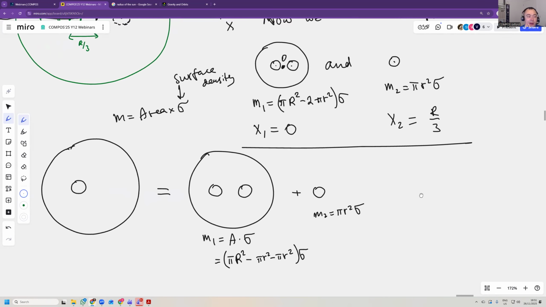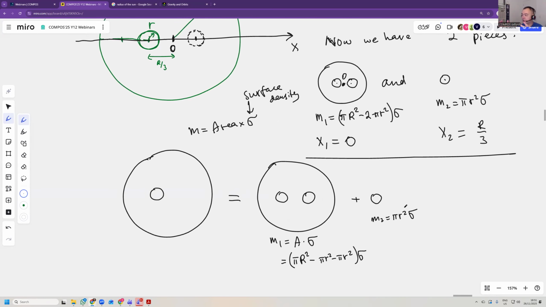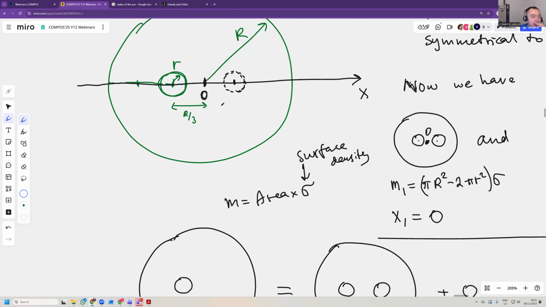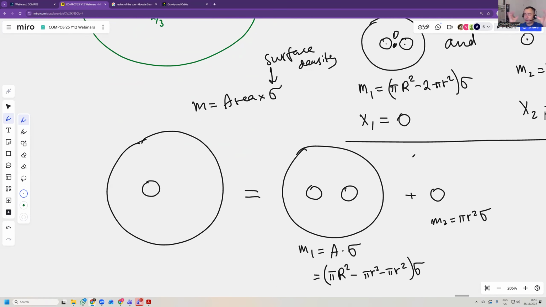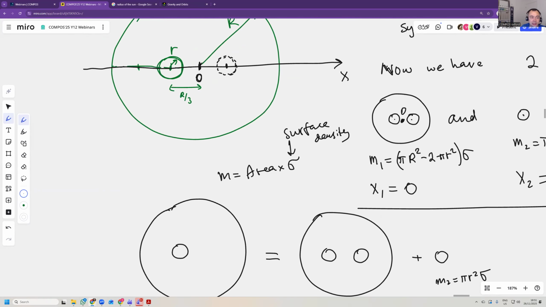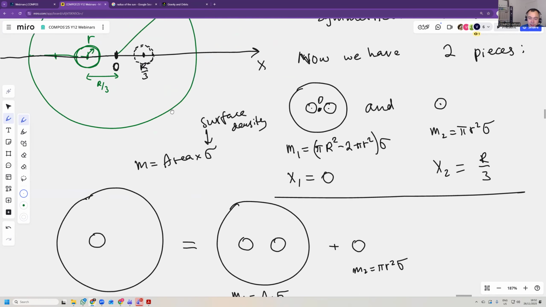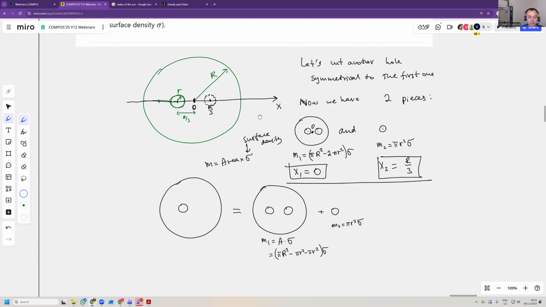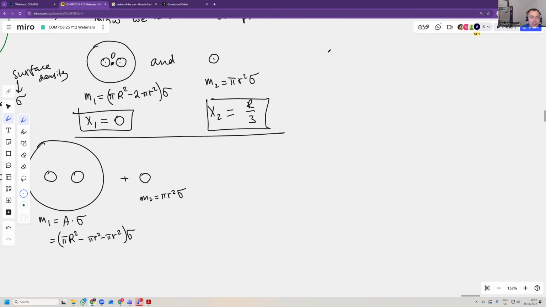Okay. Now we need the position. We need the mass and the position of each piece. So the position of the first mass, the disk with 2 holes in it, is 0 because it's at the center. We purposefully placed it at 0, at the center of the radius, because the shape is now symmetrical. Now we know where the center of mass is. The center of mass of the small disk is at position r over 3. So we say x2 is r over 3. x1 is 0. Right.